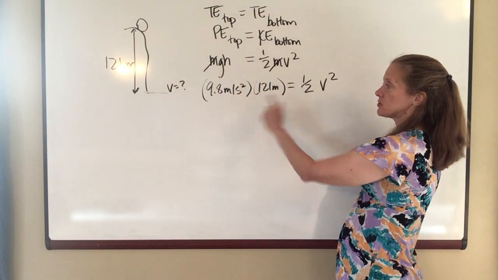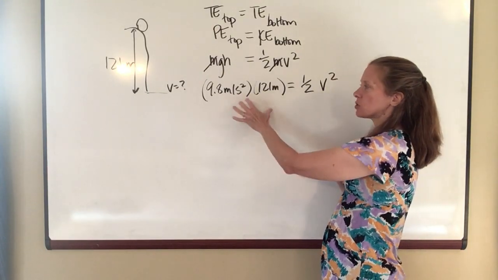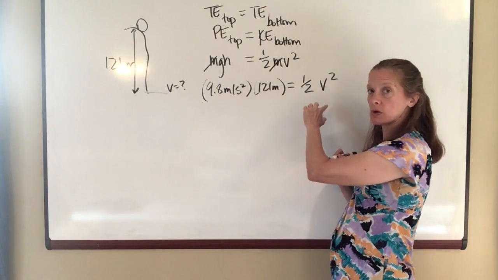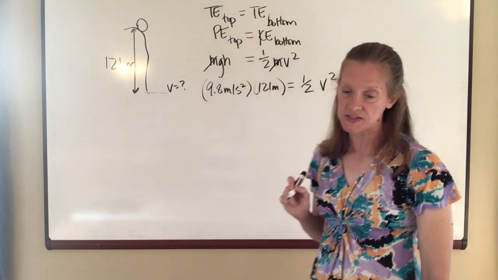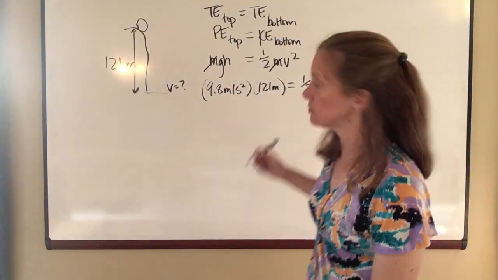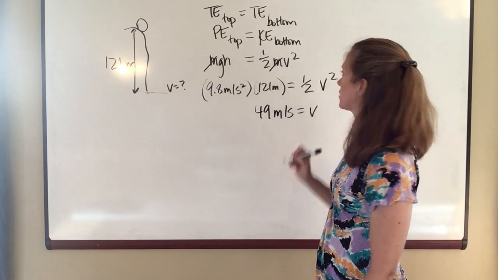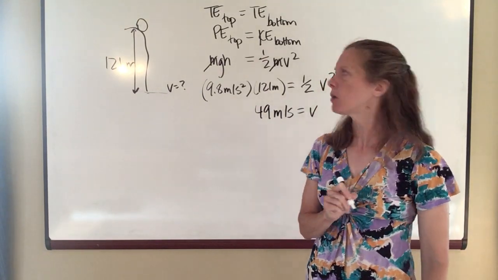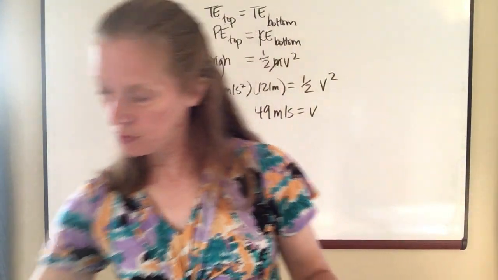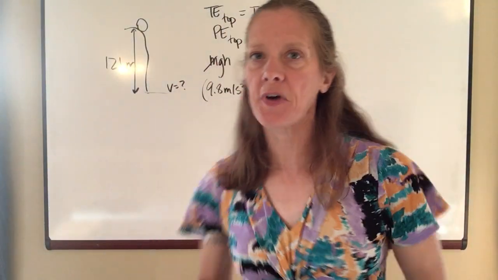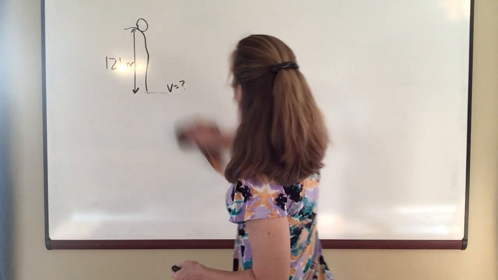I'm going to divide both sides by 1/2, and then I'm going to take the square root. Well, if I had meters squared per second squared, and I take the square root, that's going to give me meters per second, which is the units that I should have for velocity. And when you crunch all those numbers out, you end up with a velocity of 49 meters per second. Okay? So that was example 8.4. Now we're going to work through example 8.5 and use a very similar type of argument.